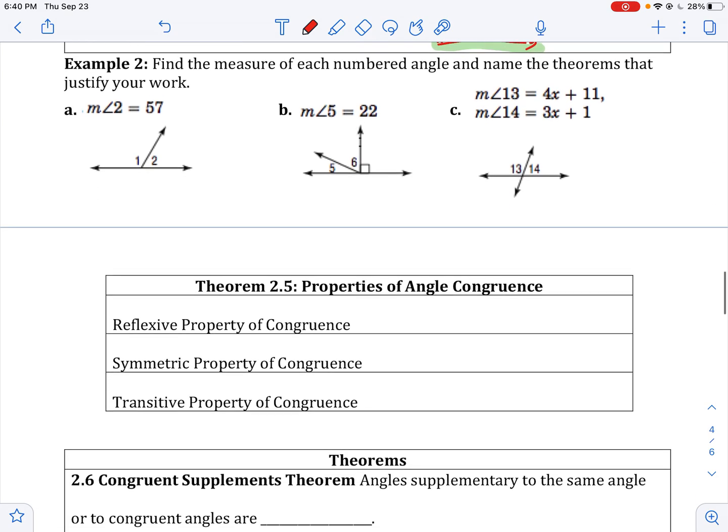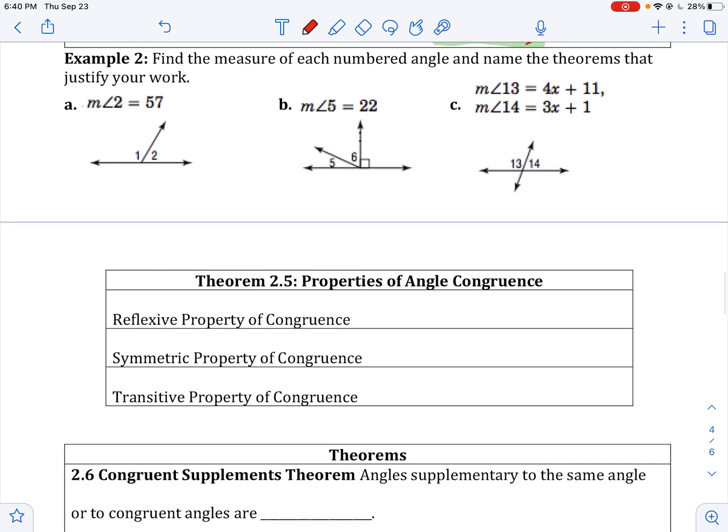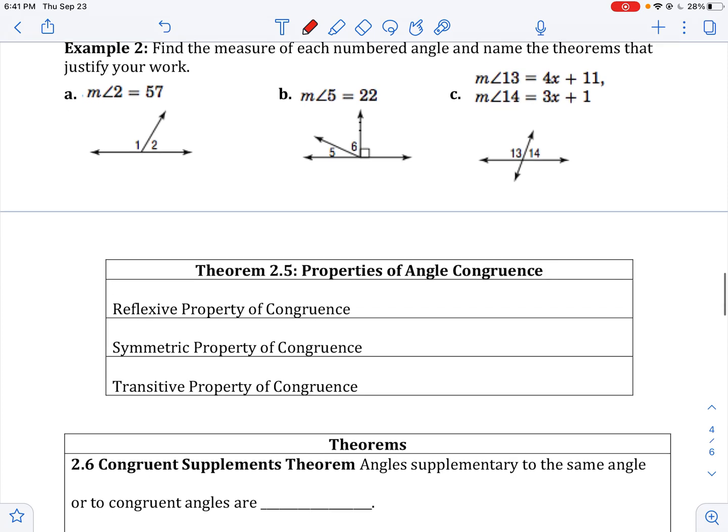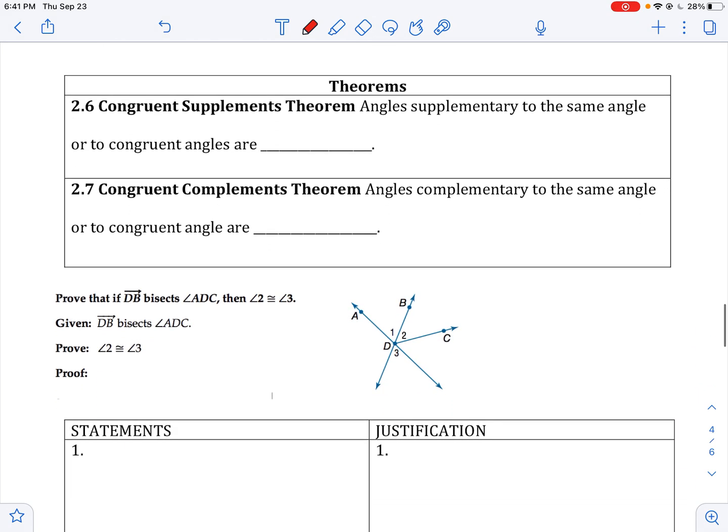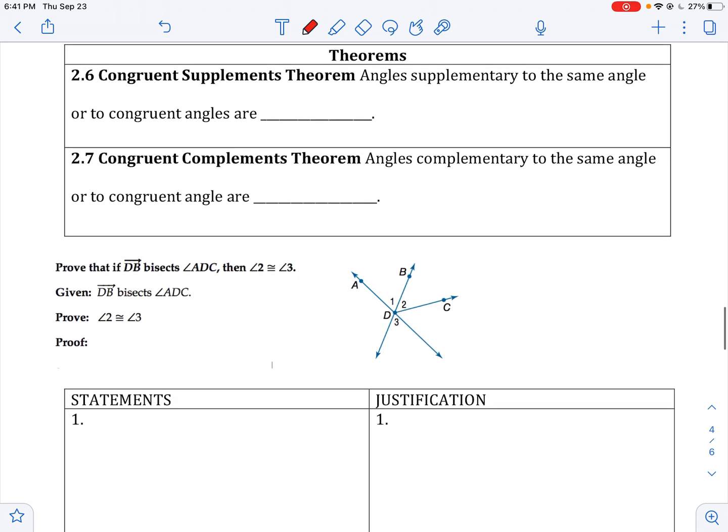Okay. You can pause the video and find the measure of each numbered angle and name the theorems that you used. You know, your reasoning, the right side of the proof column. You can do that on your own and then check with the completed notes online, but this is not really a thing that I think is worth putting in a video and just extending the length.